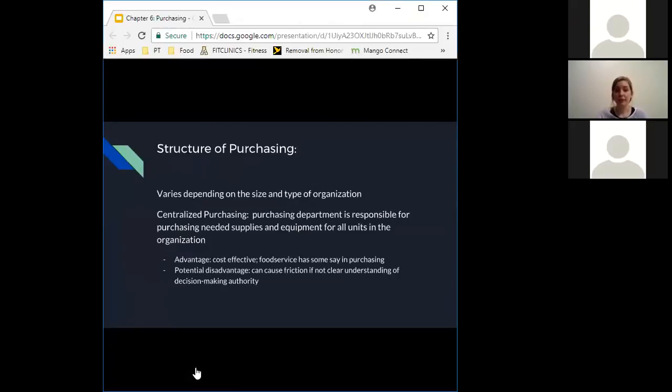The structure of purchasing varies depending on the size and type of organization. In centralized purchasing, the purchasing department is responsible for purchasing needed supplies for all units of the organization. Also, the authority to buy some product is delegated to the food service. This type of purchasing is super cost-effective and time-saving. A potential disadvantage of centralized purchasing is the friction that can develop between the purchasing department and food service unit if there is not a clear understanding of decision-making authority, especially on quality standards.